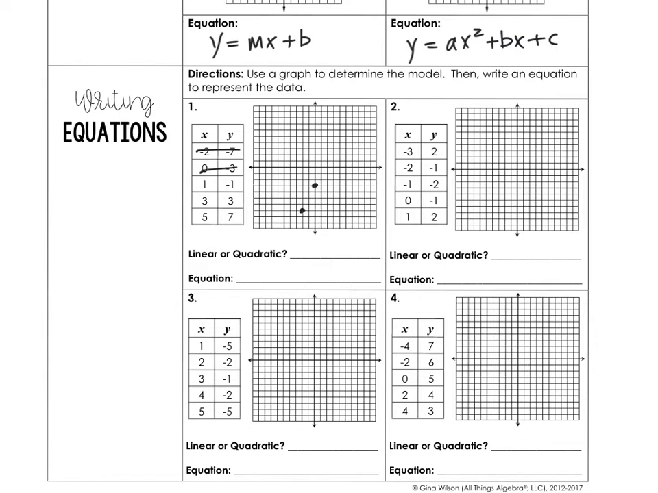1, negative 1, right 1, down 1. 3, 3, right 3, up 3. And 5, 7, right 5, up 7. Okay, then I connect the dots. So linear, quadratic, hopefully clearly this is linear.